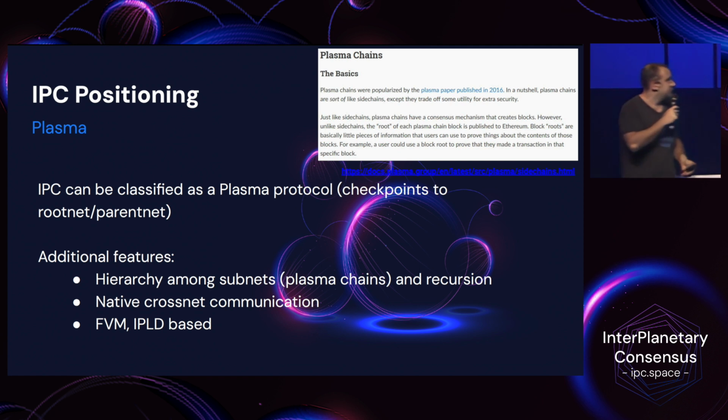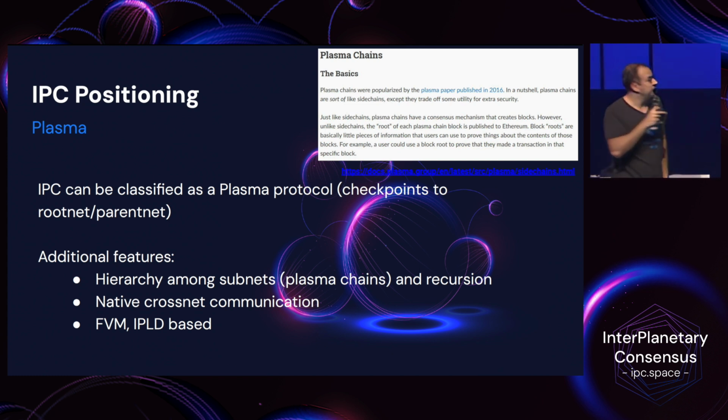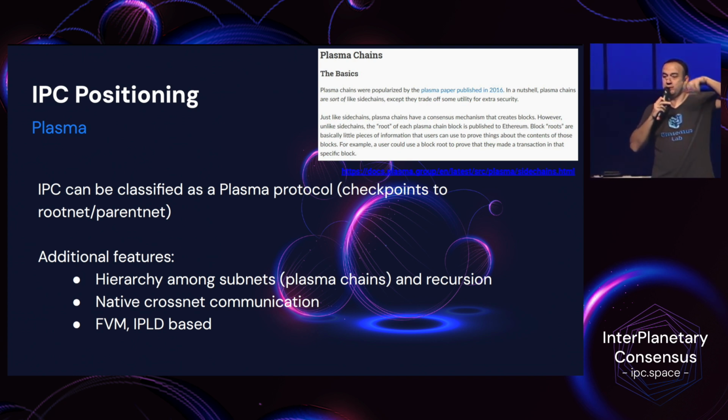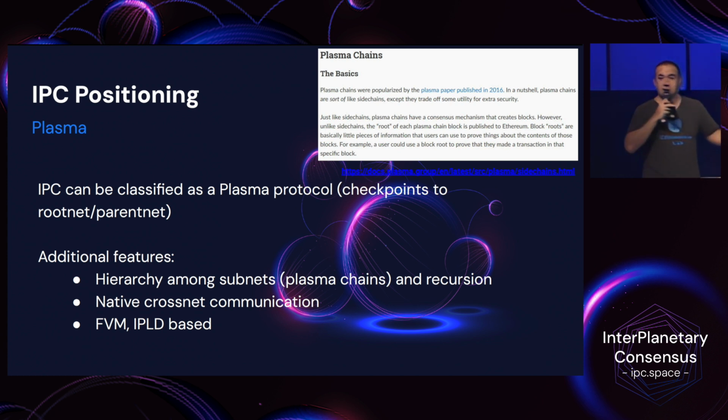Okay, so let's position IPC with respect to Plasma. So what is Plasma? I took this definition from the Plasma Group website. Essentially, Plasma chains are sort of like sidechains, except they trade off some utility for extra security. So like sidechains, Plasma chains have a consensus mechanism that creates blocks. However, unlike sidechains, the root of each Plasma chain is published to Ethereum, so L1. And you see the similarity here. Like Plasma, which leverages Ethereum for posting certain key information to its rootnet, this is the approach that we adopt in IPC as well.